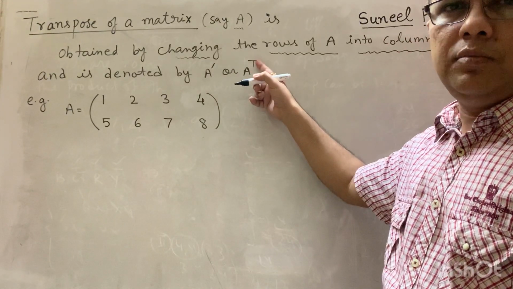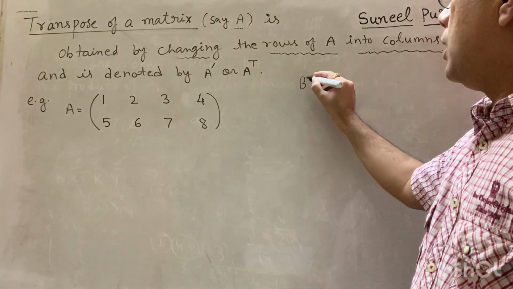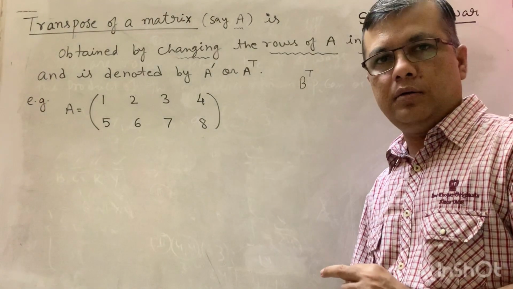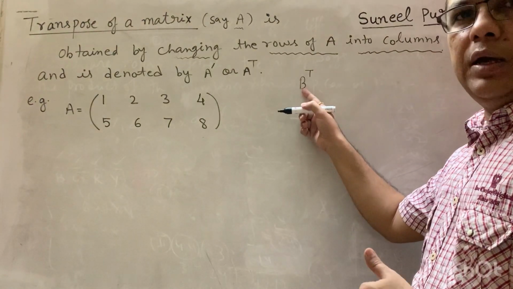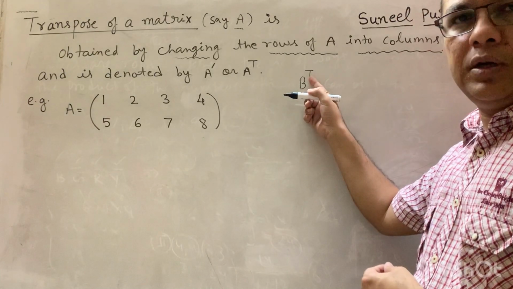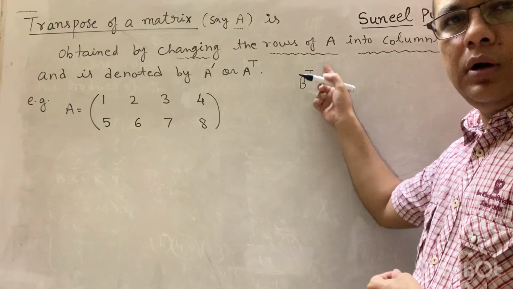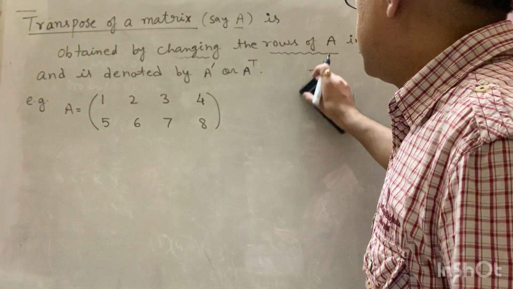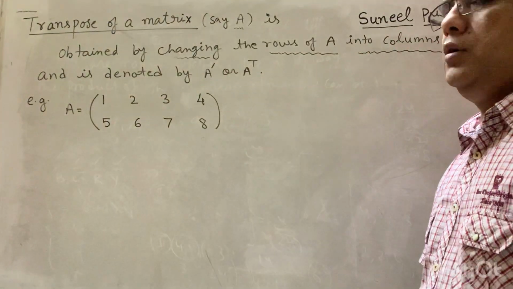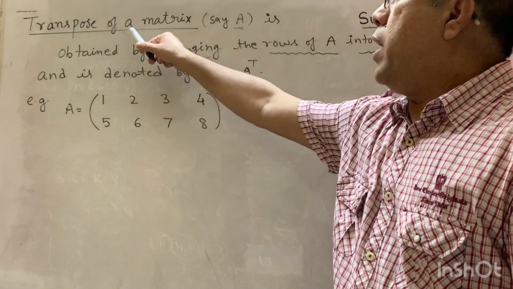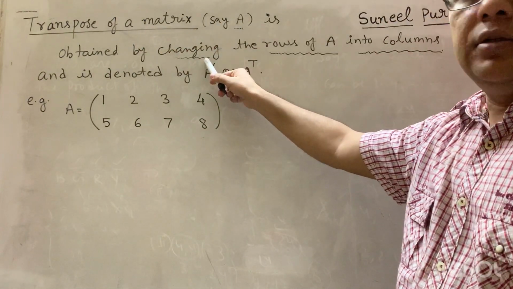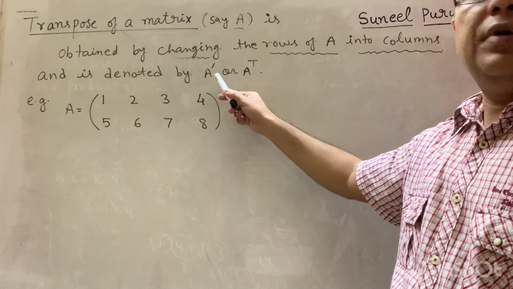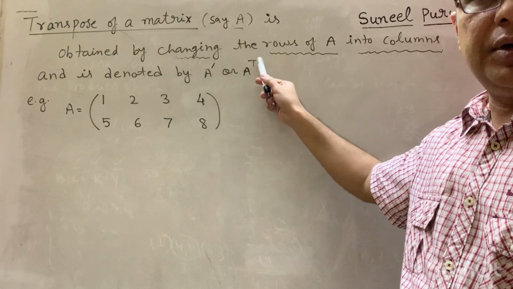A superscript T means transpose of A. If I write B superscript T, it will be pronounced as transpose of B. So whatever be the name of the matrix, if you put a superscript T over it, it will be called the transpose of that matrix. Before I go further, let me repeat. To find the transpose of a matrix A, you have to change the rows of matrix A into columns. And the transpose of A is denoted by either A dash or A superscript T.